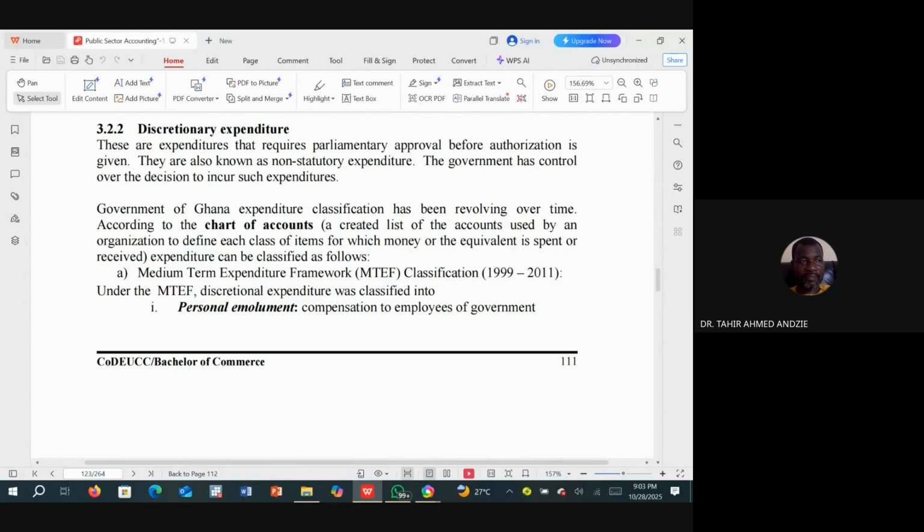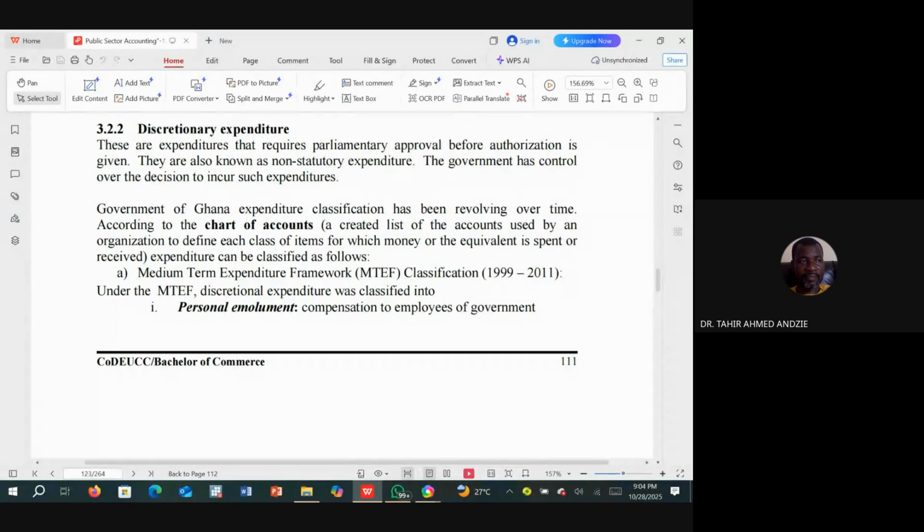That is medium-term expenditure framework, MTEF classification. This was in use from 1999 to 2011. So from 1999 to 2011, we were using the MTEF classification of expenses, that is the medium-term expenditure framework classification of expenses. That was what we were using. It was in use from 1999 to 2011.